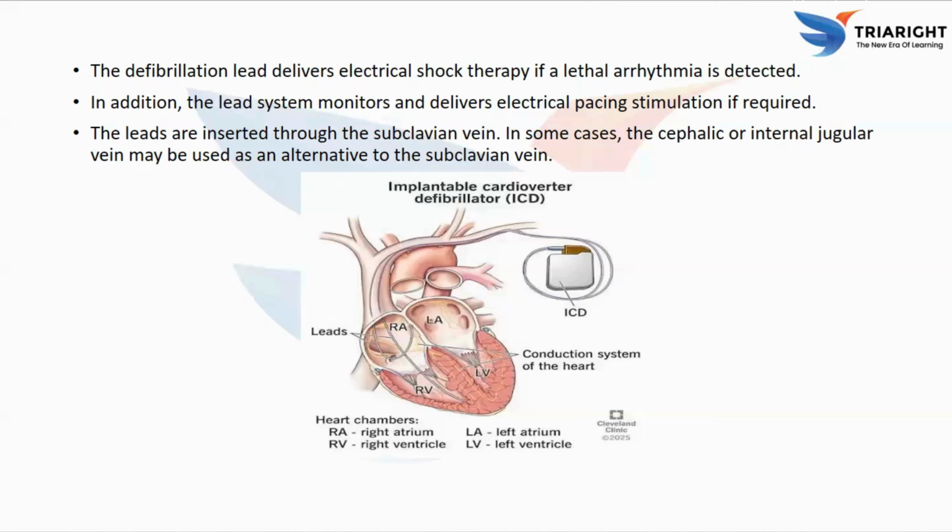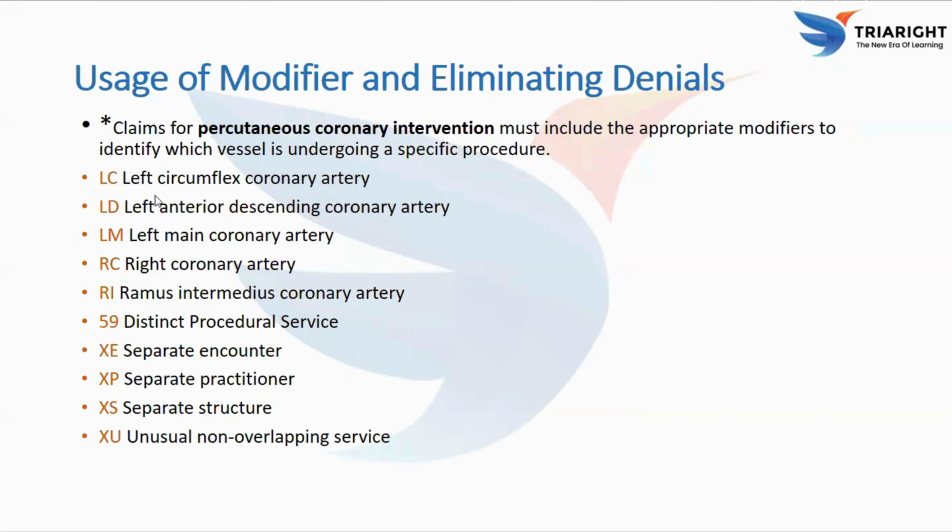So next is usage of modifiers and eliminating the denials. PCI codes are vessel specific, and payers must know which coronary artery was treated and whether multiple services are truly distinct. So missing or incorrect modifiers give bundling edits, denials or downcoding.